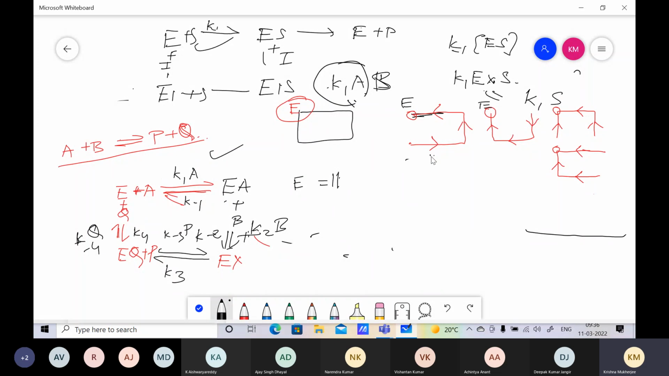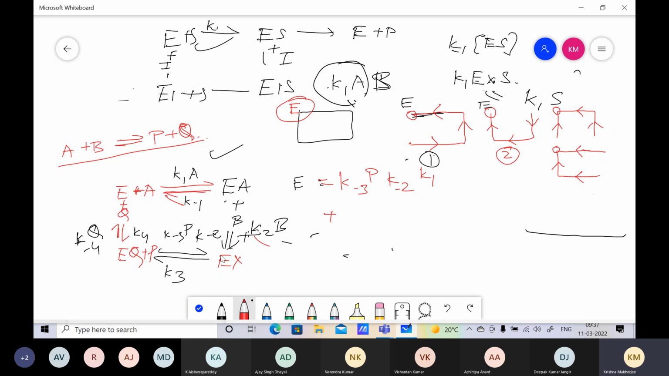So E is equal to, let us consider this one. E is equal to, what is one? Number 1, K minus 3P is the pseudo first order. This one is backward, so it is minus K minus 2. Sorry, K minus 2. And this one is again backward, so it's K minus 1. Right? So this plus, now let us come to number 2.